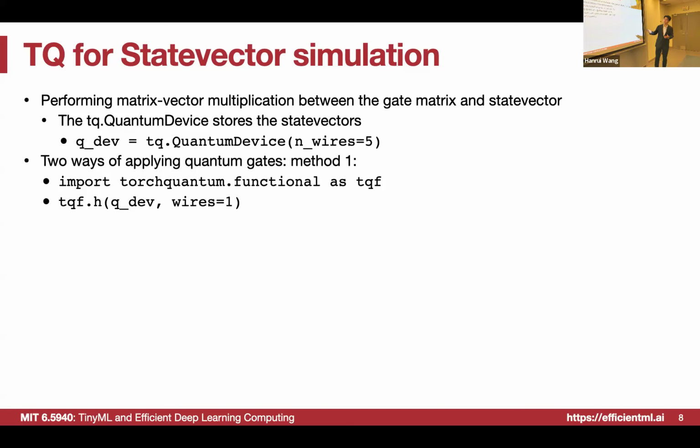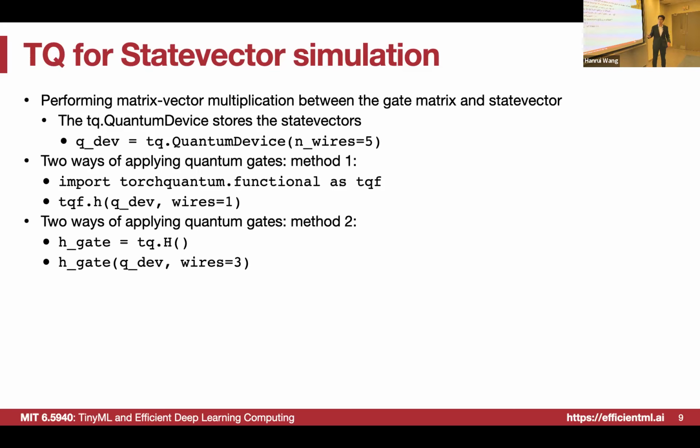For example, we can use the TQ quantum device to instantiate a quantum device with 5 qubits, and also we can import the functional module. Remember, in PyTorch, sometimes we import torch.nn.functional as F. So here we can use torchquantum.functional as tqf to make sure we can use all the gates. For example, if we want to use the Hadamard gate to implement the entangled operation between the 0 and 1 state, we can just directly use tqf.h and apply it to the device with these input arguments.